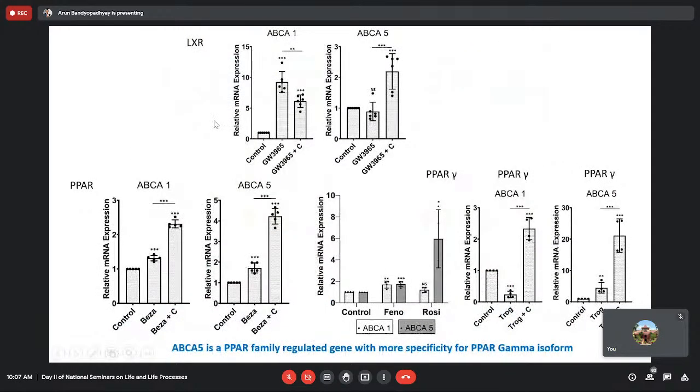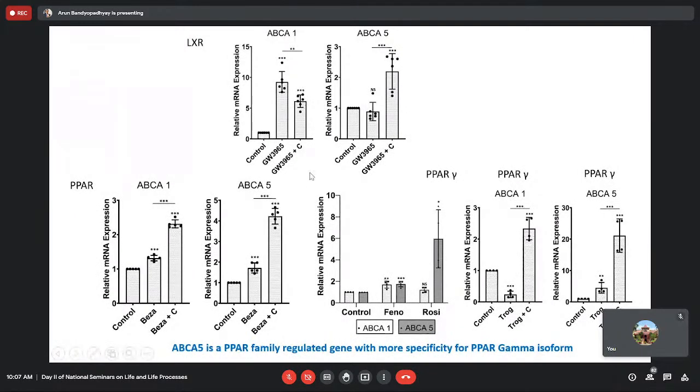Now we checked whether ABCA1 can be increased with an LXR agonist. So we checked with the small molecule activator, the agonist. When LXR activity is increased, ABCA1 is increased. But when LXR activity is increased with the help of GW3965 in the presence of cholesterol, when there is high cholesterol, ABCA1 is decreased. But in the same condition, ABCA5 is increased. So wherever ABCA1 is decreased, ABCA5 is increased.